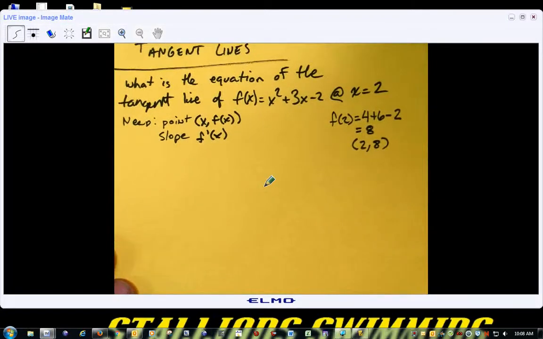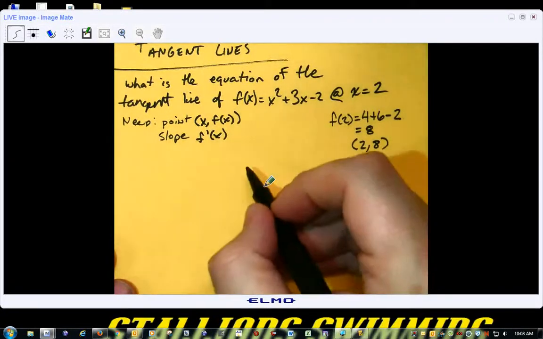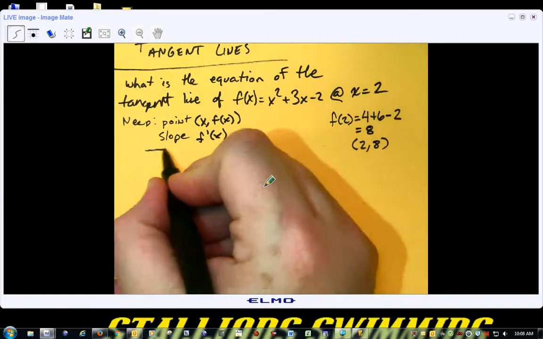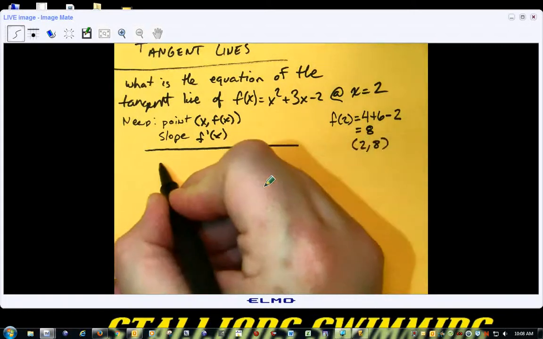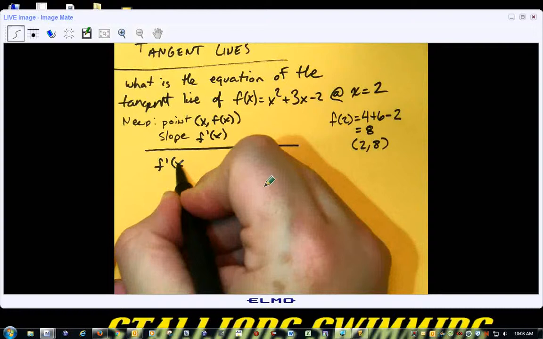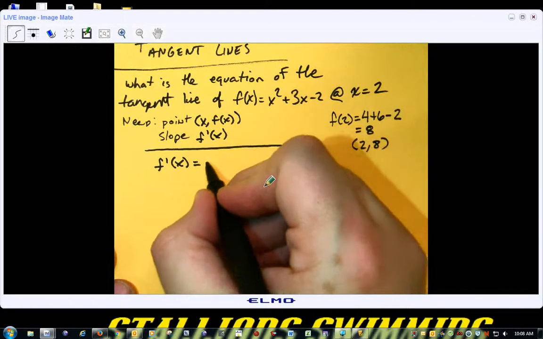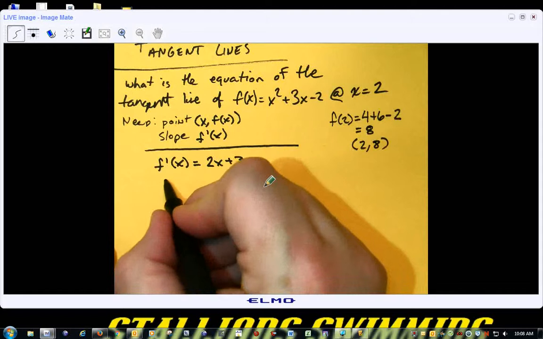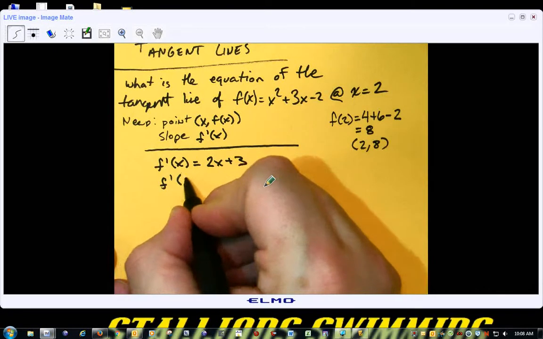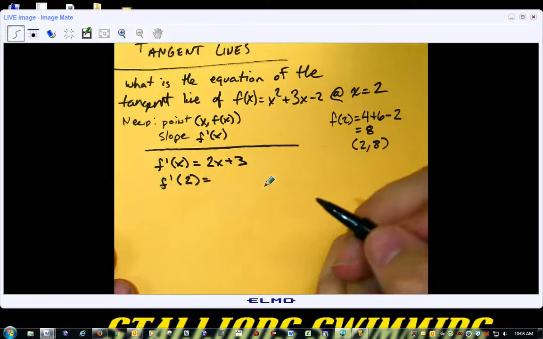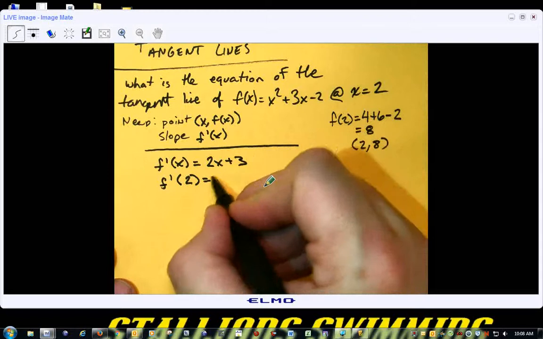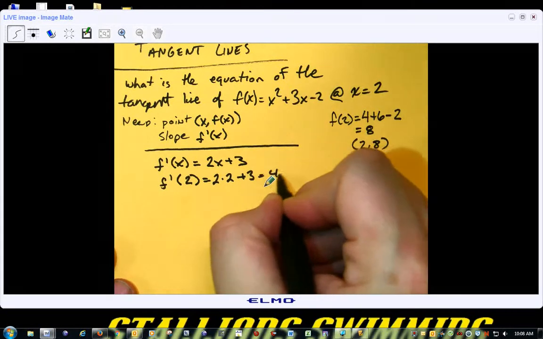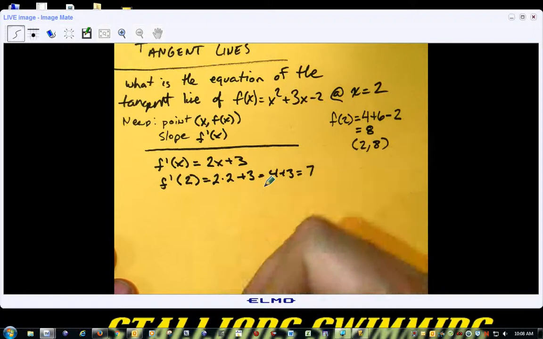Now I need my slope in order to make the tangent line. So how do I figure out the slope of the tangent line? The derivative. So I need f prime of x, which is 2x plus 3. I need f prime at 2 because that's the point we're looking at. 2 times 2 plus 3, which is 4 plus 3, which is 7. So that's my slope.